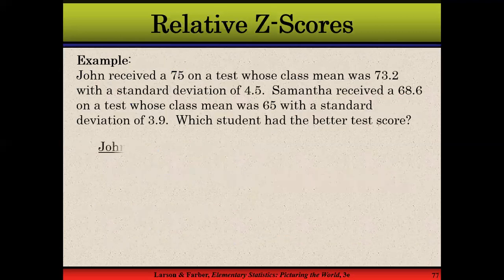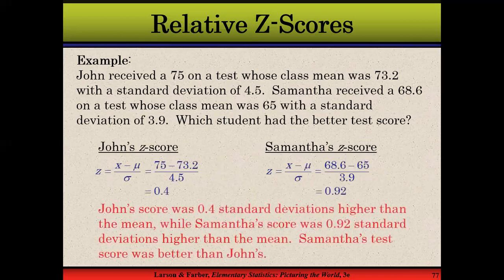Okay, so by using relative scores, we can actually understand how people are performing. Here we have an example where John received a 75 on a test whose class mean was 73.2 with a standard deviation of 4.5, and Samantha, a student of another class, received 68.6 on her test, and the mean for her class was 65, whereas the standard deviation was 3.9. So these two people belong to different data sets. They have different standard deviations, and they have different means.